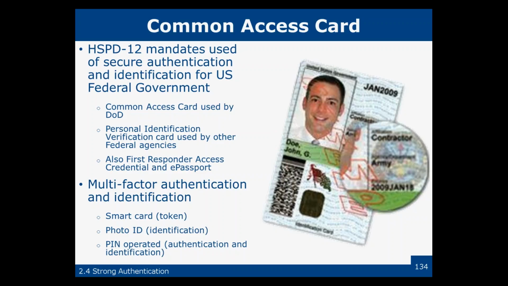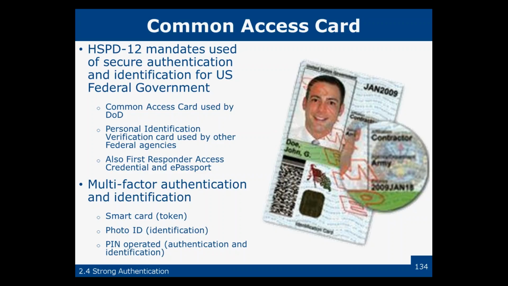It is HSPD, Homeland Security Presidential Directive 12, which mandates the use of secure authentication and identification for the U.S. federal government. And I think these things have a chip on them, which has a certificate on it, true? And then they have your picture on it. It's just like your smart card, like you see on the new credit cards. It's the exact same thing.